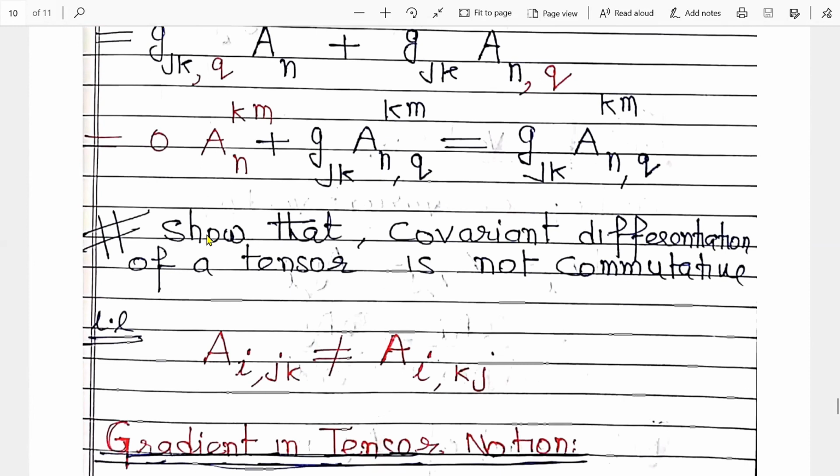Now next, do it yourself: show that covariant differentiation of a tensor is not commutative. So it means our purpose is to show that Aijk is not equal to Aikj. Clear? So do it yourself.